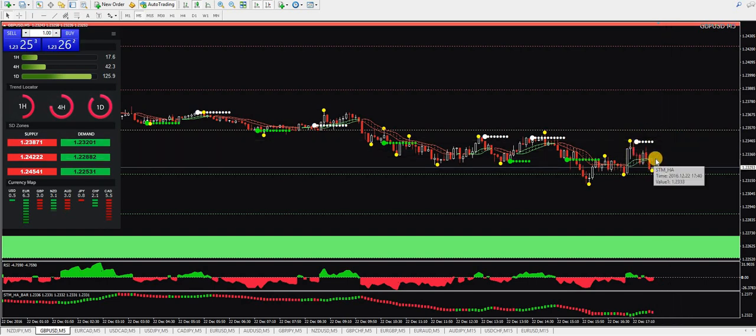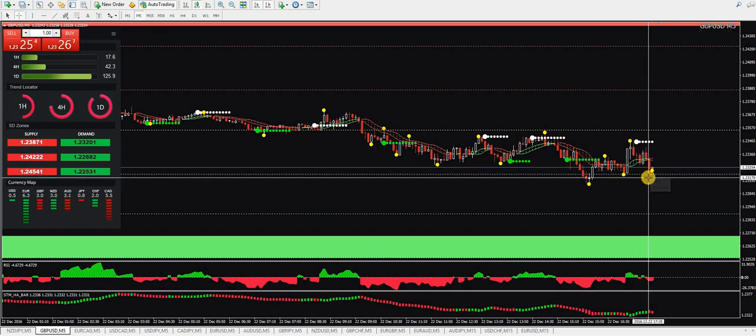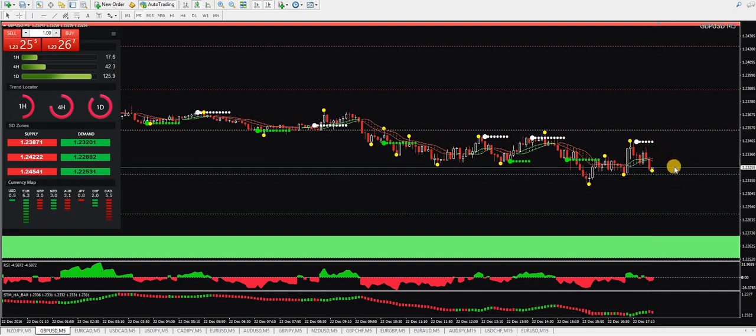The cloud is red. The only problem I see with this trade is that the market is moving really sideways right now for the GBP USD. So I wouldn't want to take this trade just for it to go down a few pips and then bounce back up and keep going sideways. Going forward here, I'm going to try to be a bit more picky about the trades that I take. All right, I'll pause it and I'll come back.